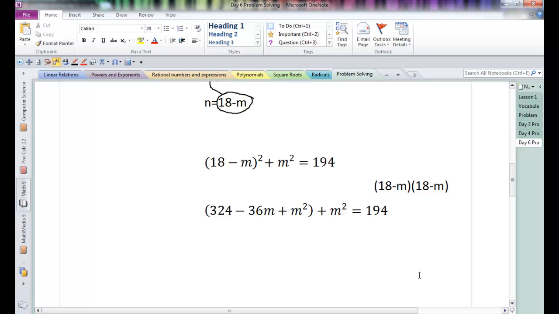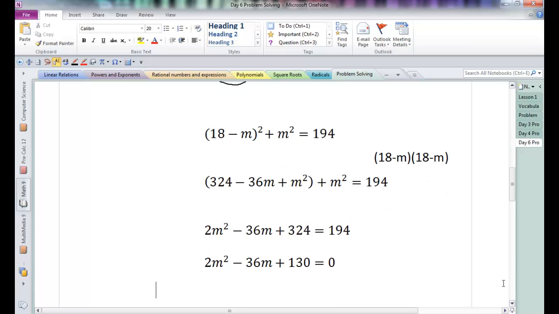Now we have to make our equation equal to 0 so that we can use the zero product rule. We would collect up like terms, write it in this form: 2m squared minus 36m plus 324 equals 194. Now we would subtract 194 from both sides, and we would get 2m squared minus 36m plus 130 equals 0.